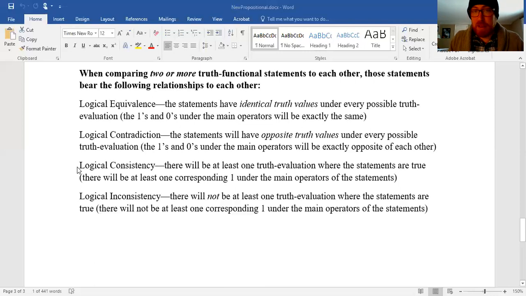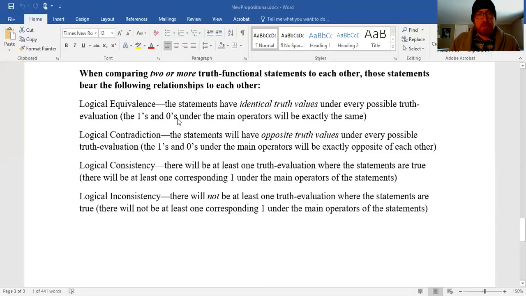Okay, and if you want to think about this in terms of categorical logic, bear in mind that an A statement, the universal affirmative, all S are P, and the E statement, the universal negative, no S are P, are contraries. They don't contradict each other. They can't both be true, but they can both be false. So contrary statements are inconsistent with each other, but contrary statements are not contradictory, right?